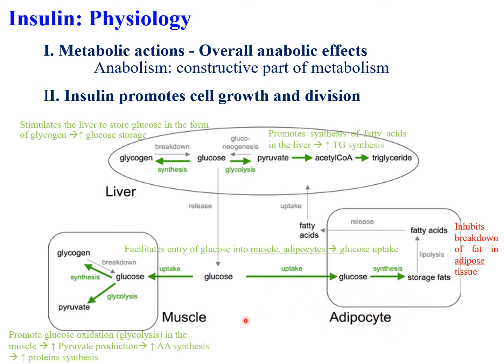In the muscle, insulin will promote glucose oxidation, so the glycolysis, and stimulate the formation of pyruvate and the synthesis of amino acids and protein. And then in the adipocyte, it inhibits the breakdown of fat in the adipose tissue. That's why it's in red, because it's an inhibition.